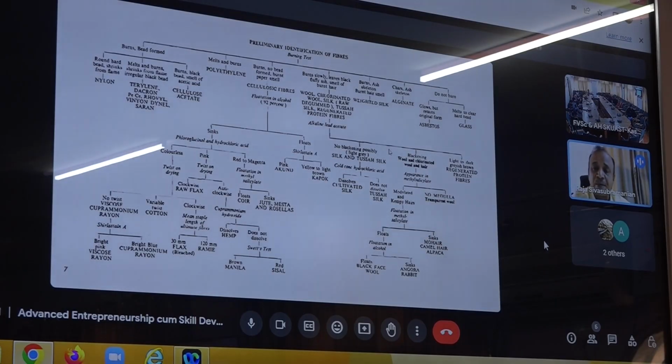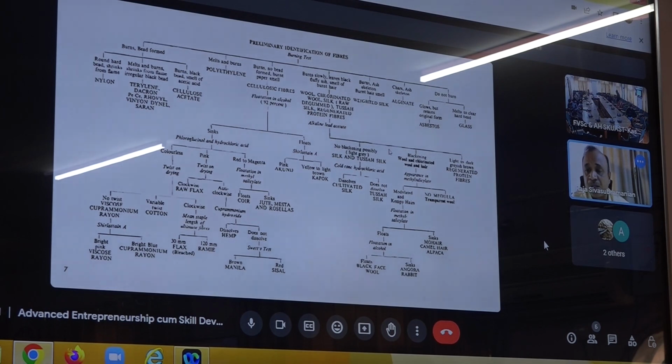So after this burning test, we have to treat the fiber with alkaline lead acetate. If Pashmina is there, it will have a blackening effect. So wool and Pashmina will have a blackening effect. But if it is silk, there will be no blackening; it will be light grey. If Pashmina is there, a black colored residue will be there. So suppose silk is blended with the Pashmina, then we can tell silk is also there and Pashmina is also there.